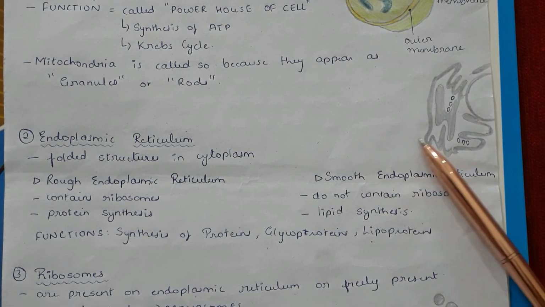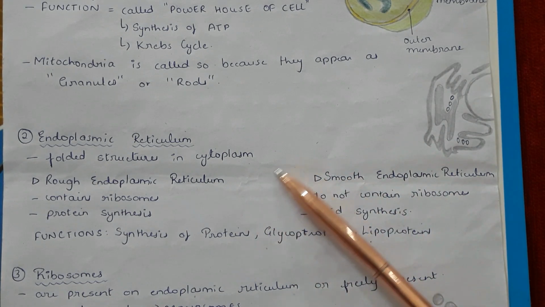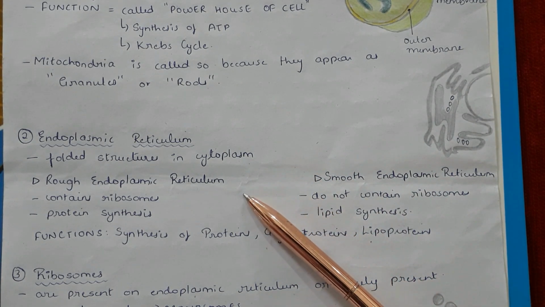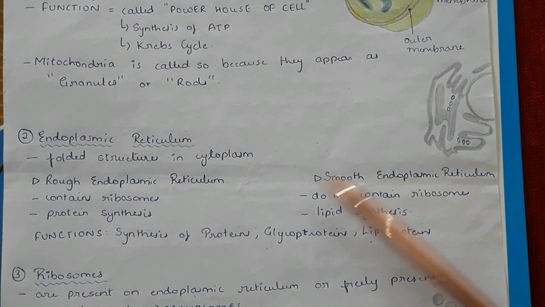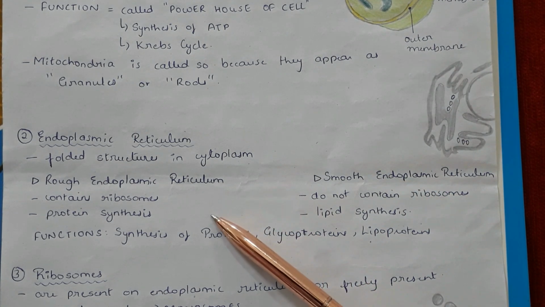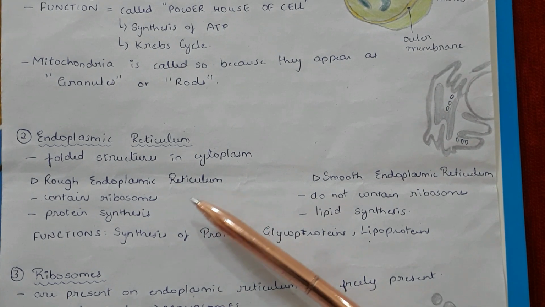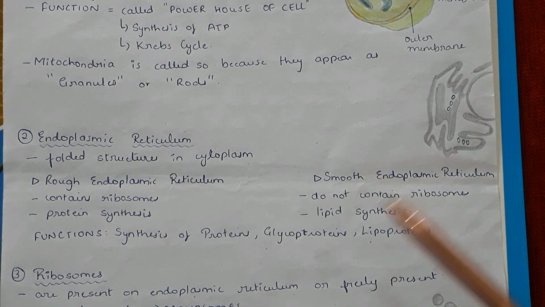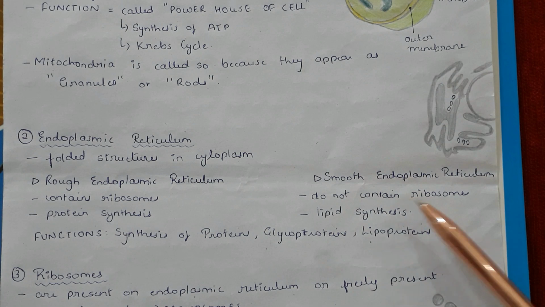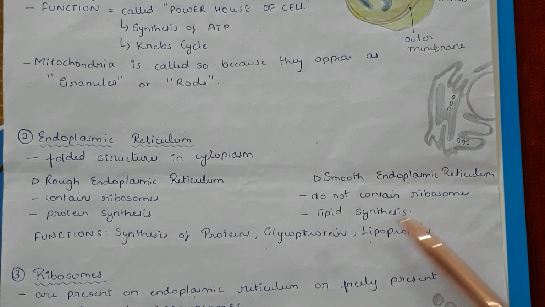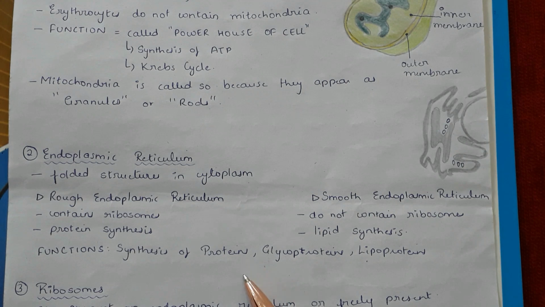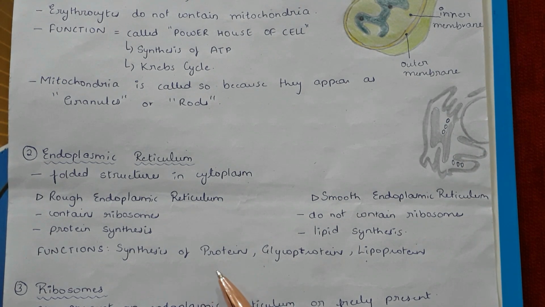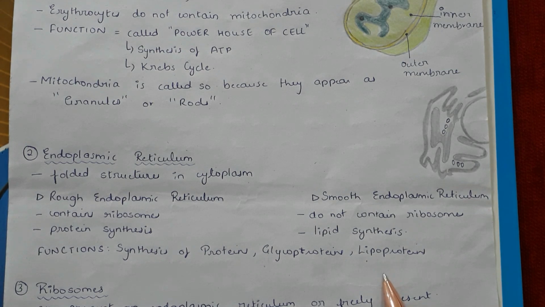Endoplasmic reticulum are folded structures in the cytoplasm. We have rough endoplasmic reticulum and smooth endoplasmic reticulum. The rough endoplasmic reticulum contains ribosomes and helps in protein synthesis. The smooth endoplasmic reticulum does not contain ribosomes and helps in lipid synthesis. Functions of the endoplasmic reticulum: it helps in synthesis of proteins, glycoproteins and lipoproteins.